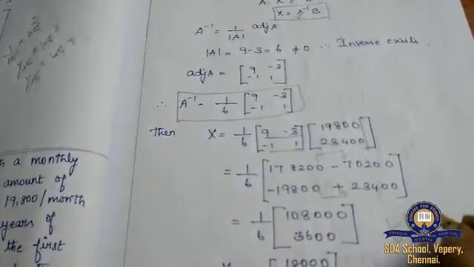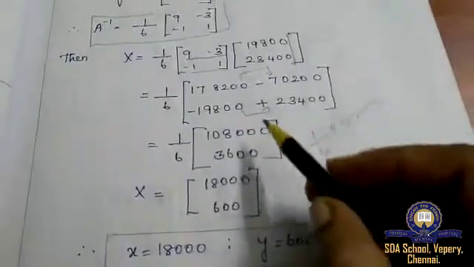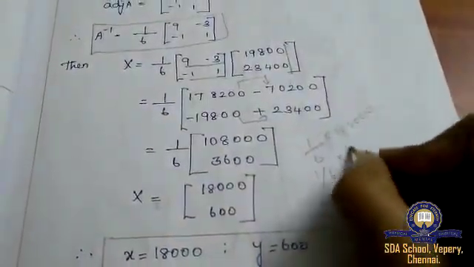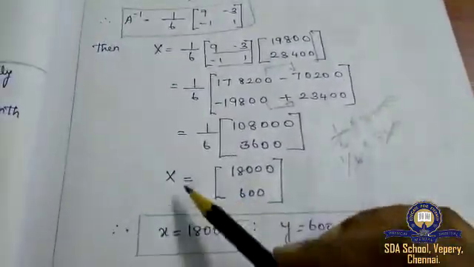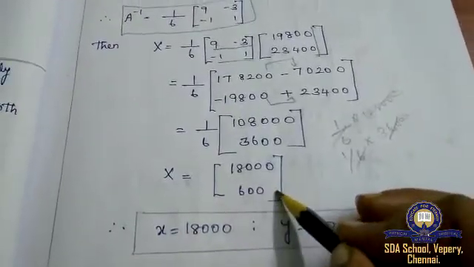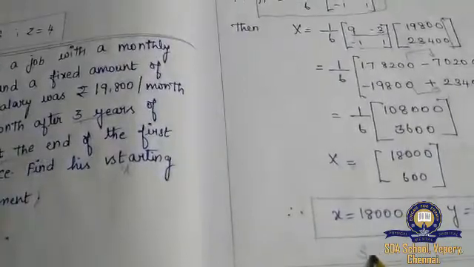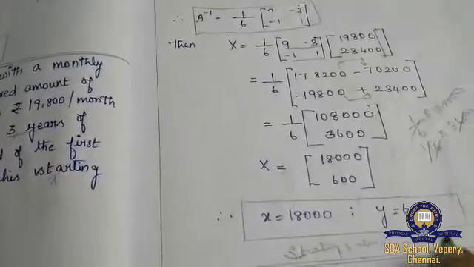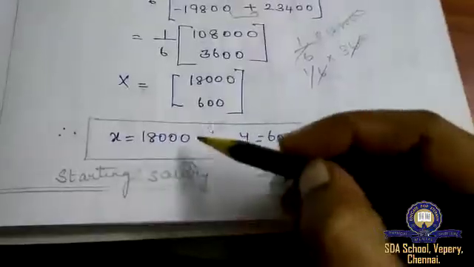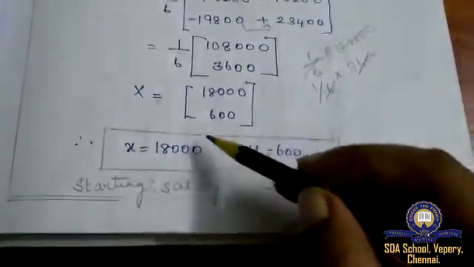So 1 by 6 into 1,80,000, and similarly 1 by 6 into 3600. So you have to divide the value. After dividing, I'll be getting my values as 18,600. So what are these values? This is your x value and this is your y value, which is nothing but the starting salary and this increment. That's all. Okay children, x is your starting salary and y is your increment value. So increment equals 600, starting salary equals 18,000.